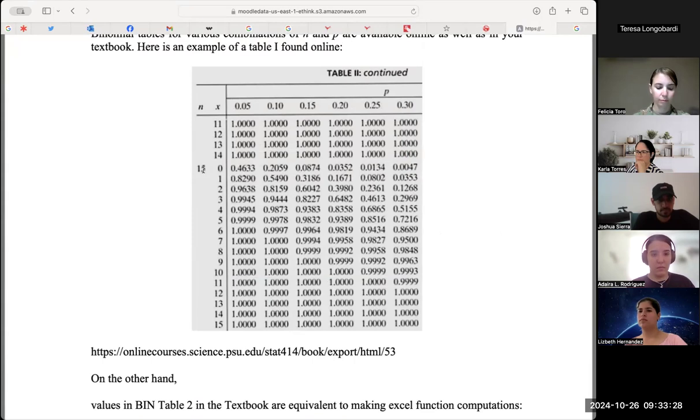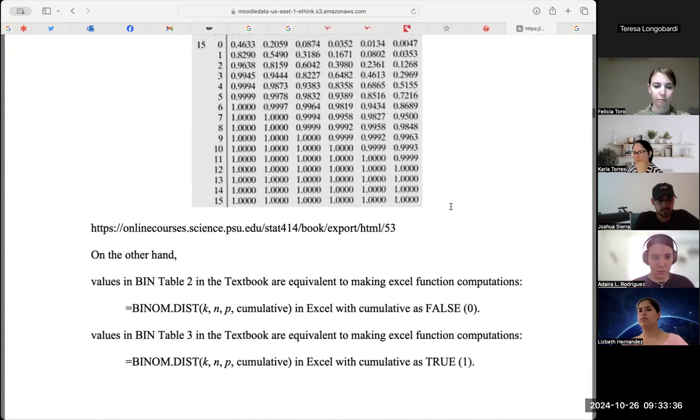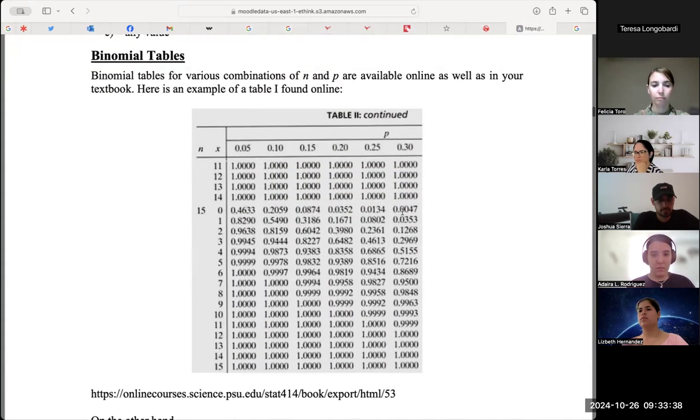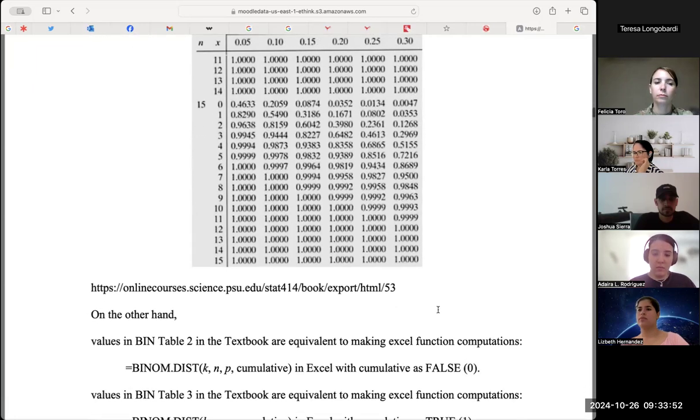This one is for n equals 15, and the probabilities. There used to exist tables, and now we have Excel, we can generate them ourselves. You could even get these tables online if you had to. This is a cumulative table. It adds up probabilities to the left, just like you're used to seeing on the normal distribution. But I taught you how to generate it so it just shows each value.